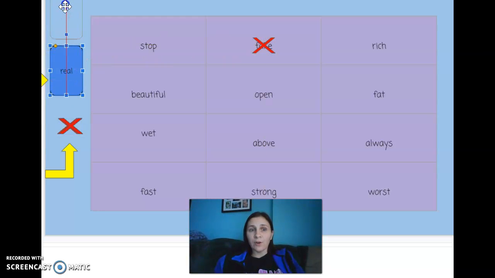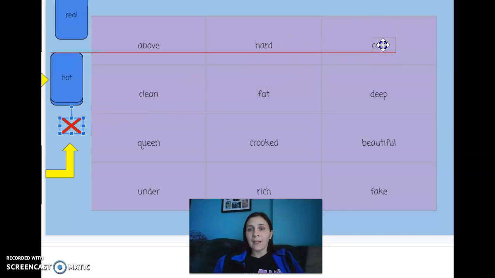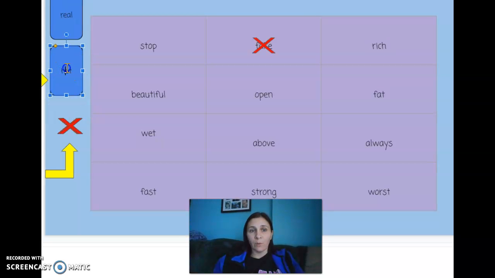I would pull this card off the top. My partner would also pull the word real off the top, and my partner would start with the word hot. Here's the word hot. I'm looking over here for the word cold. There's cold. So I click and drag my X to put my X on top of cold. I'm going to get rid of the word hot to move on to the next card, and my partner is also going to get rid of the word hot to move on to the next card.